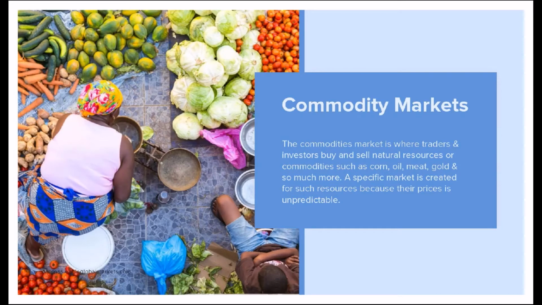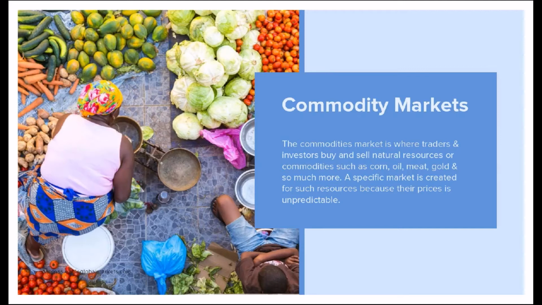When we talk about the commodities market, it is where traders and investors buy and sell natural resources. In this instance, we are capitalizing on the market value of certain natural resources, such as the price of corn, oil, meat, gold, silver, aluminum, and so much more.